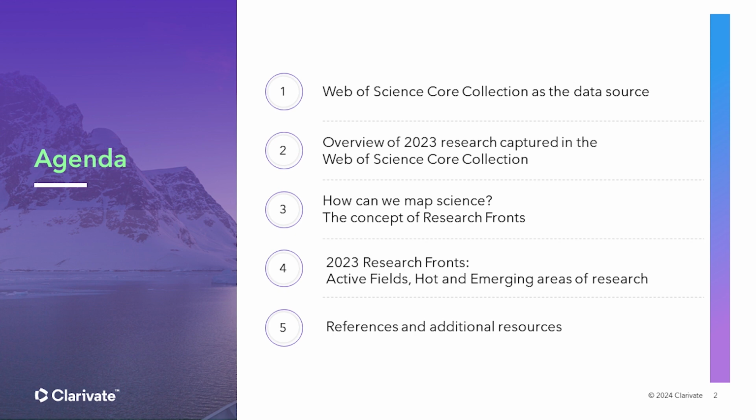Then we'll have a look at how we can map science based on publication and citation data. I will also explain the concept of what we call research fronts. Then the following point is about the 2023 research fronts. I'll go through the active fields, hot and emerging areas of research to highlight the research fronts of 2023. And last will be about some references and additional resources that I will share with you.